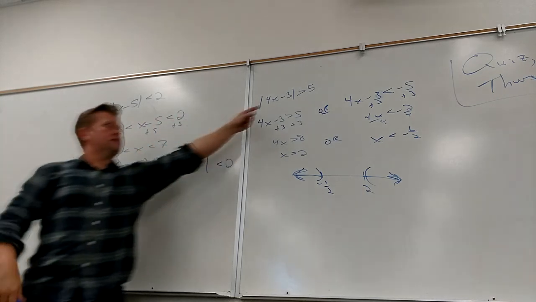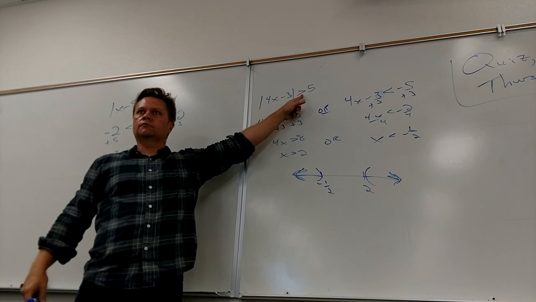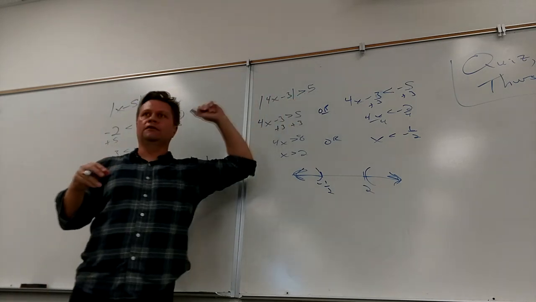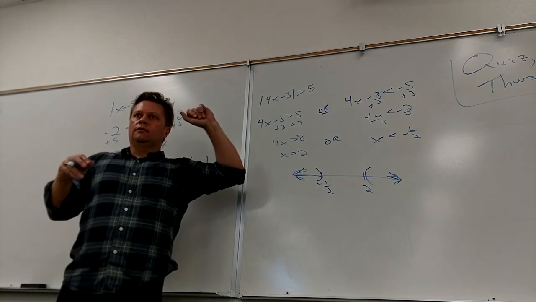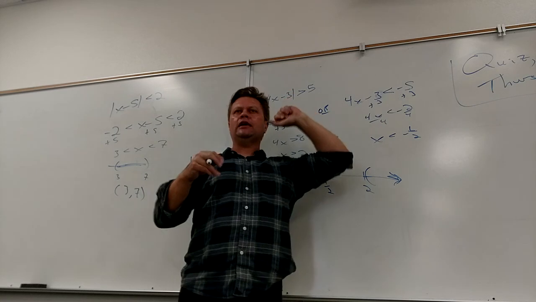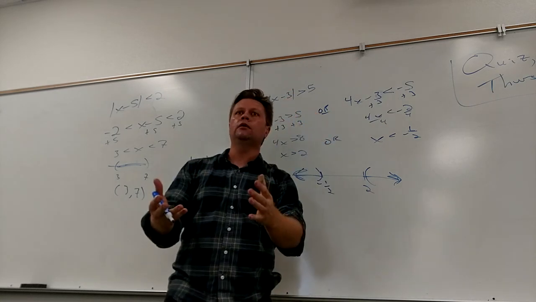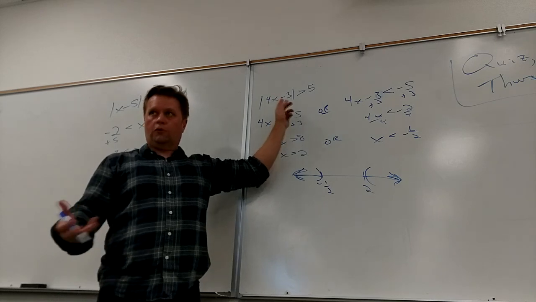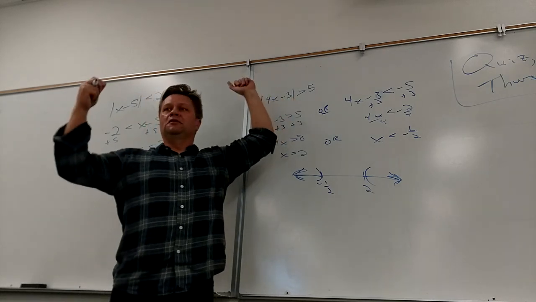And it's kind of the opposite idea with the greater than. I can't let this number, the number piece, be less than 5. Right? So that's why it's got to be greater than 5 or less than negative 5. I can't use negative 4, because what's the absolute value of negative 4? 4. Is 4 bigger than 5? No.